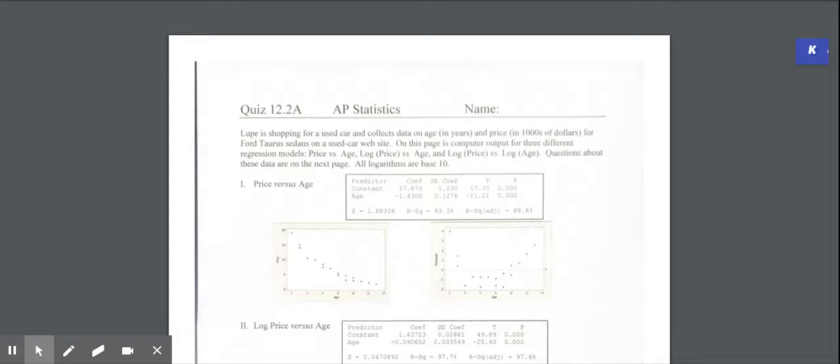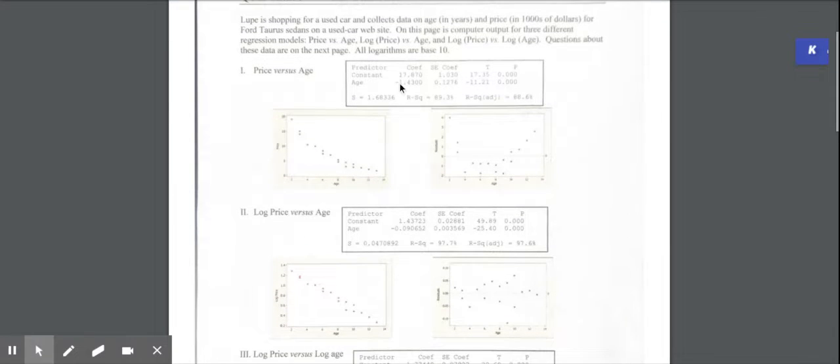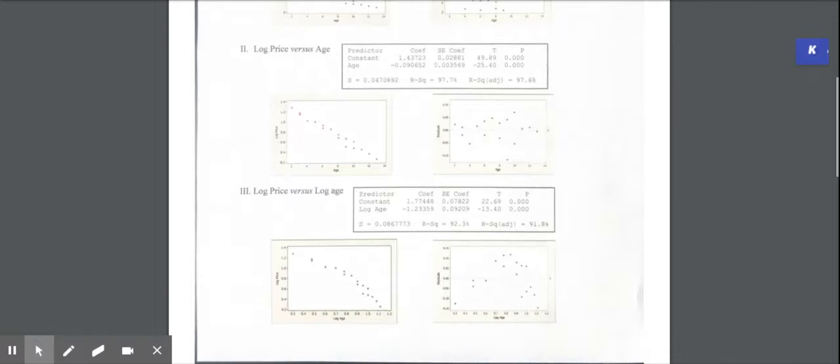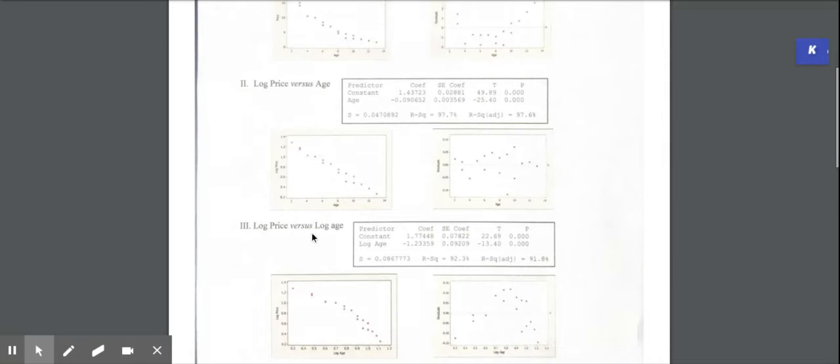Hi, everybody. I'm going to be taking you through the first problem here, 12.2a worksheet on linear transformations using logarithms. So this first page you'll see here, there's no work needed to be done. This is just a page of graphs to help you understand. There are three different regressions that were run: price versus age, log price versus age, log price versus log age.